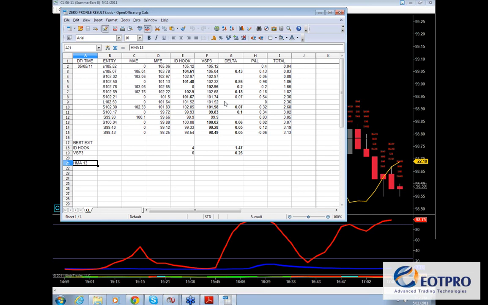Okay, can you tell us what you use for the internals? Well, we'll do one thing at a time. What do you use for the internals? All right, internals, that's not EOTPRO. Those are simply figures that I get on my Thinkorswim platform. It's the up volume to down volume on the New York Stock Exchange. It just gives me a ratio, and it's plotted as a candle.